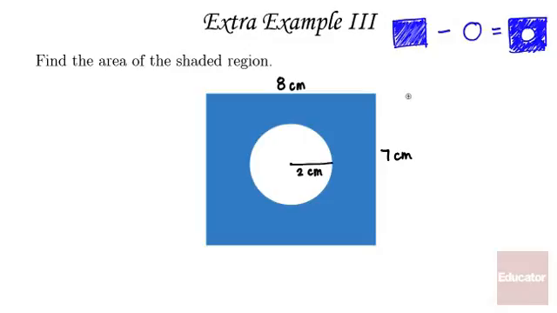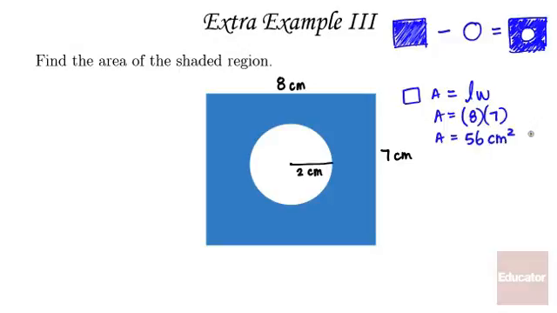So the area of the rectangle. It's a rectangle. Area is base times height, or length times width. Length times the width. That's 8 times 7, which is 56 centimeters squared, right? Centimeters squared is the area of this rectangle. That's that.